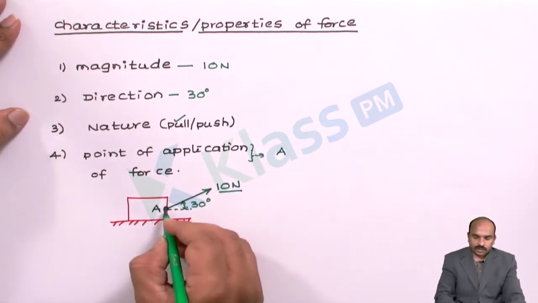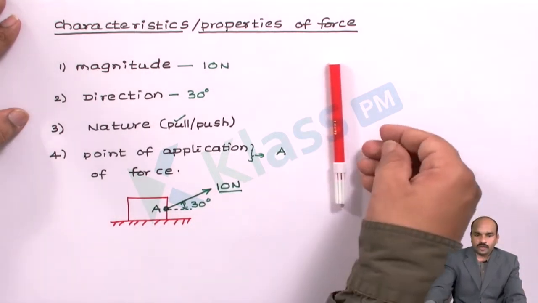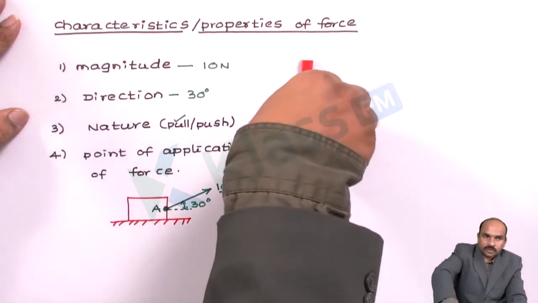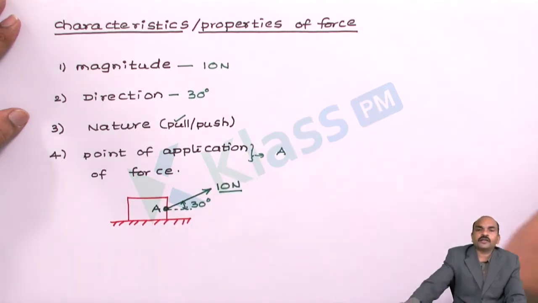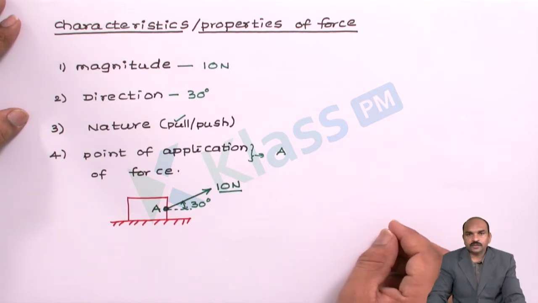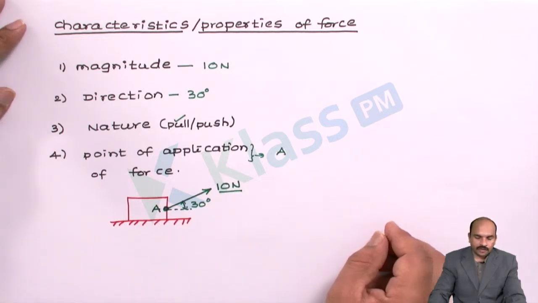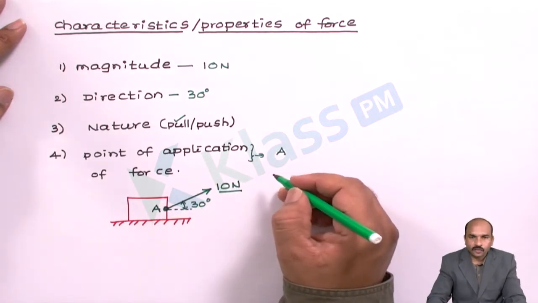Why I am talking about this point A means, if you take an object, when I apply force in this direction, the body is moving, but when I apply force downward like this, the body is not moving. When we apply the force at different angles and at different points, the effect of that force, the motion of that force, will be different. These are the four properties a single force has.